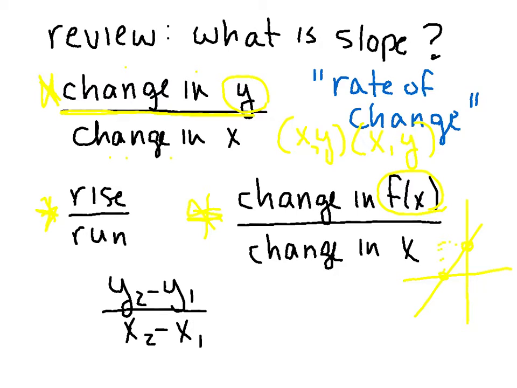You'll also see me write it like this: change in y over change in x. This little triangle is shorthand for change. So that means change. So change in y over change in x, y2 minus y1 over x2 minus x1. You always do it in the same order.